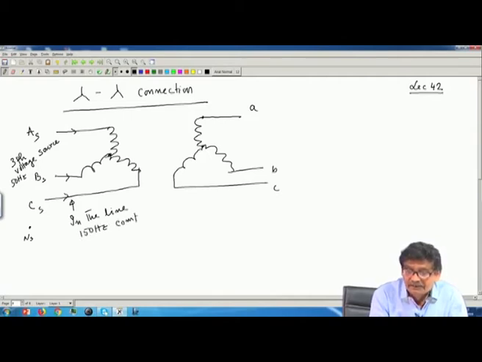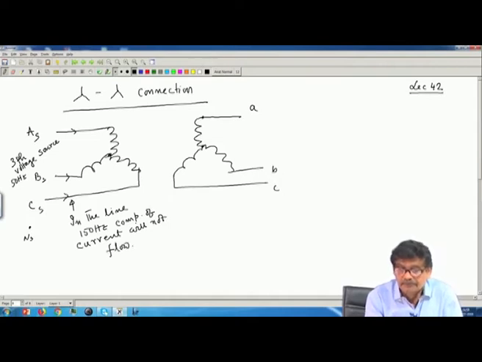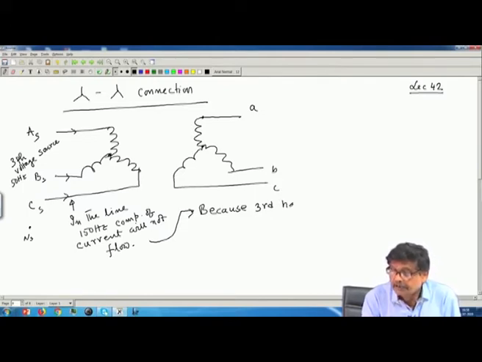the 150 hertz component of current will not flow, ruled out. Why? Because third harmonic currents are cophasal.